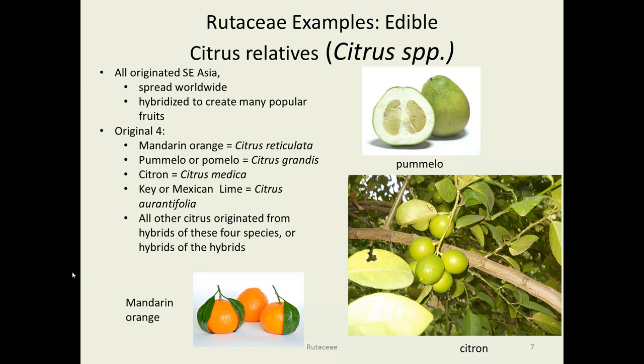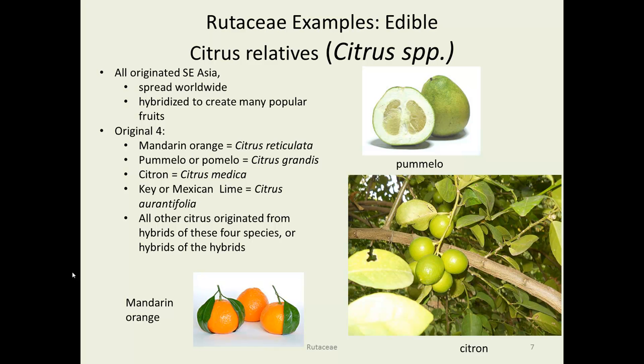So, citrus relatives. All of these originated in Southeast Asia. It's assumed, it's thought today. They have spread worldwide and been cultivated for so long it's kind of hard to tell where some of them started. However, they've been hybridized so severely that it's hard to tell what's what, but it's thought that there was an original four genera that have been used to hybridize and then hybridize the hybrids to produce most of our other types of citrus.